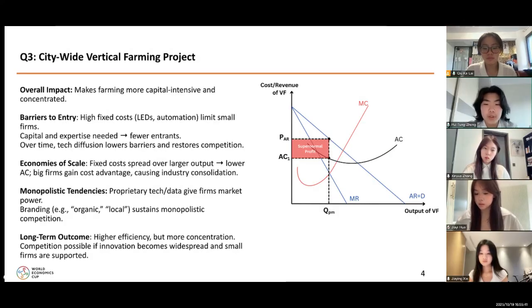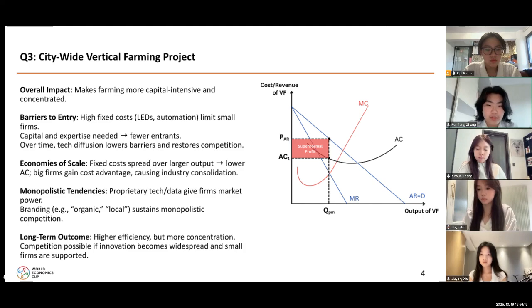Technological innovation can transform the market structure by making it more concentrated and capital intensive. Firstly, barriers to entry. In the short run, heavy investment in advanced technologies, such as LED lighting, creates high fixed cost. These costs can act as barriers to entry, as smaller farmers may lack the financial resources or technical knowledge to compete. However, over time, technological diffusion and cost reductions through innovation can lower these barriers. As technologies mature and become more standardized, smaller firms may adapt to them more easily, therefore restoring competitive pressures. This is shown by AC shifting in.